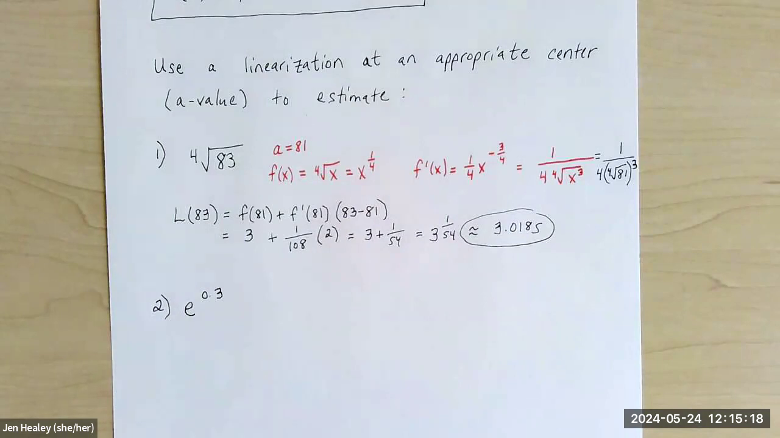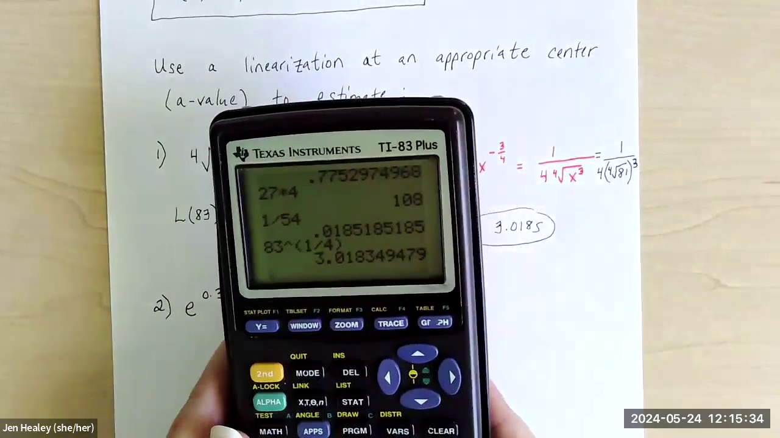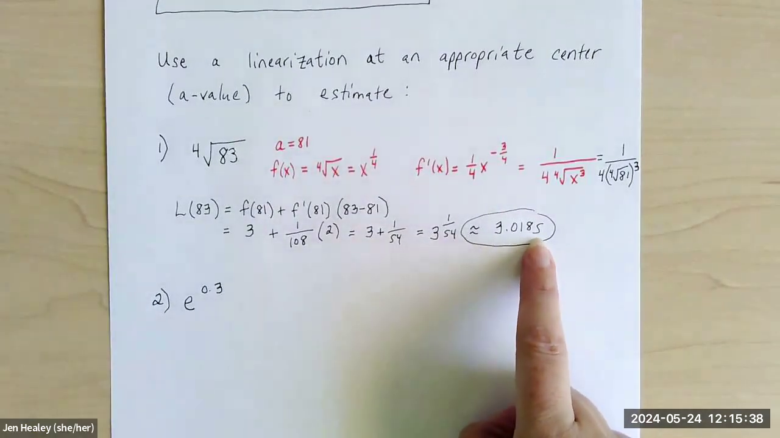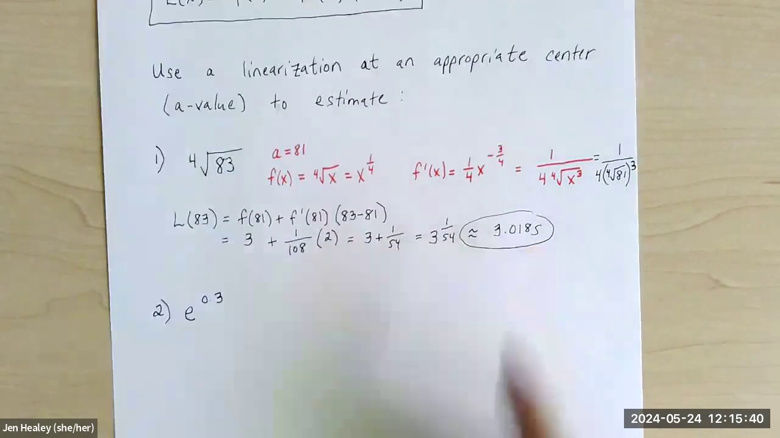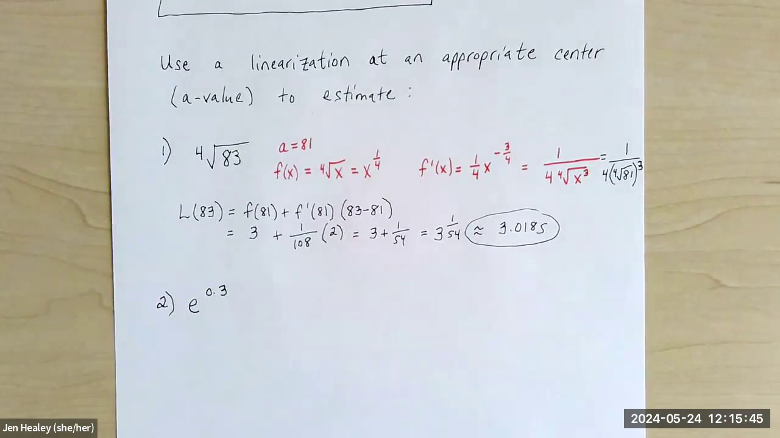How good is that? What's the actual value? Let's take the fourth root of 83. So 83 to the 1/4 power. My calculator says 3.0183, 3.0185. Pretty darn close to the correct answer. So it's a very good approximation. I made a mistake. Did you catch where it is? Yeah, after seeing that. Okay.